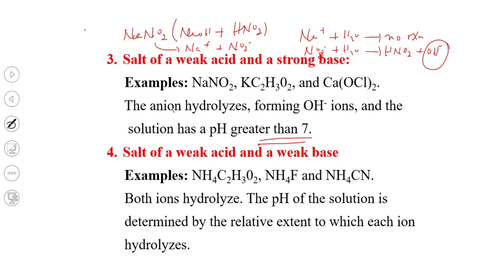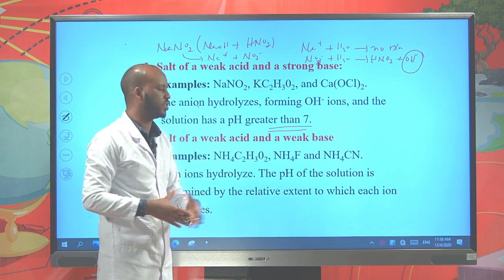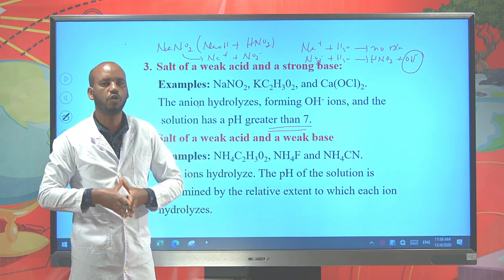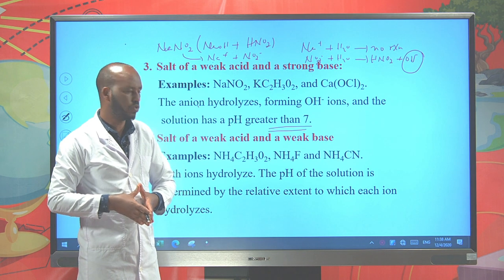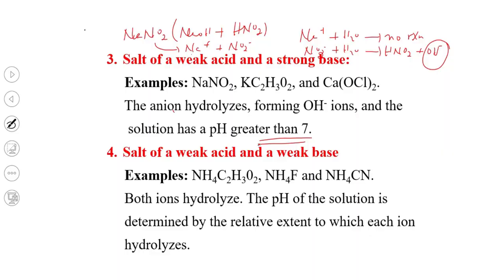Number 4, salts of a weak acid and a weak base. What happens to the pH of a solution if a salt derived from a weak acid and a weak base is dissolved in water? Good. The solution can become either acidic, basic, or neutral, depending on the dissociation of the acid and the base.